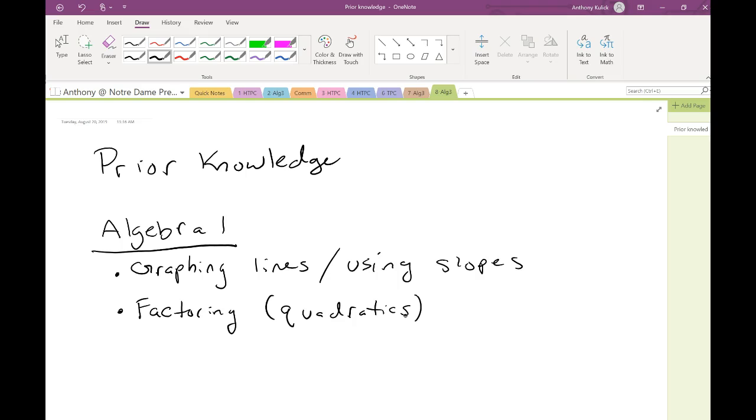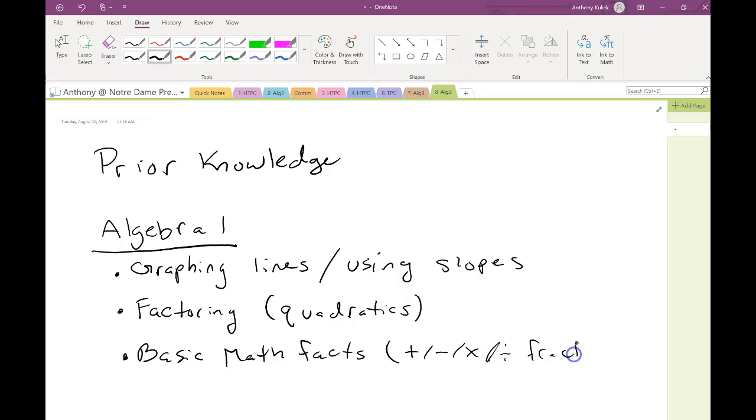Tommy. Okay. So I'm going to write, we'll call this basic math facts. And by fractions, I assume you mean add, subtract, multiply, divide fractions. And I'll include also negative numbers, probably two things that you spent some time in your Algebra 1 course at least reviewing.